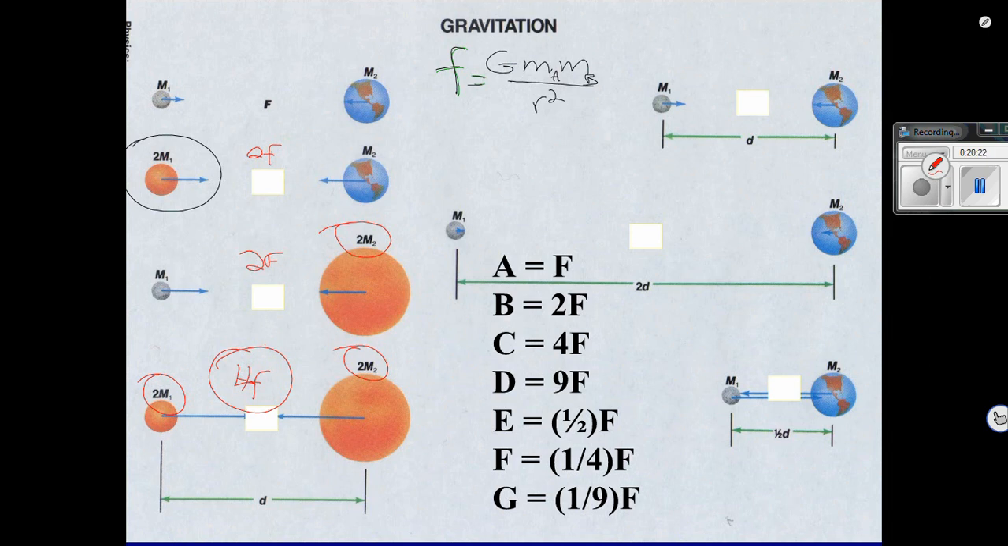What if I double one and triple the other? What do I get? 6 times. It's not 5. We're not adding them. We don't get 5 times. So double one, triple one, you get 6. Triple both of them, what do you get? 9 times. It's a multiplicative thing.